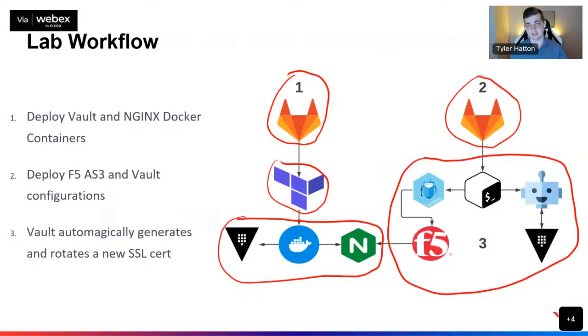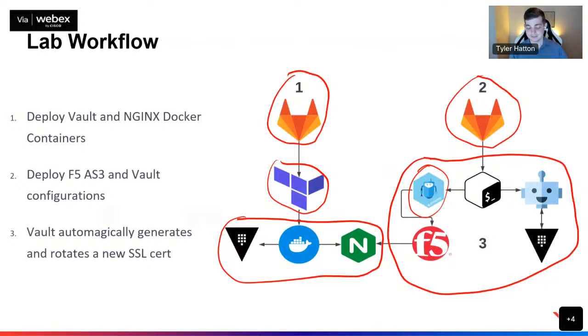So with the AS3 declarations that tell Vault how to configure our F5 BIG-IP with that cert, and the script that runs them, we'll then configure AS3 itself on the BIG-IP to make sure that those API endpoints are available to our Vault instance when it's making calls to our BIG-IP. So that's kind of the second piece.